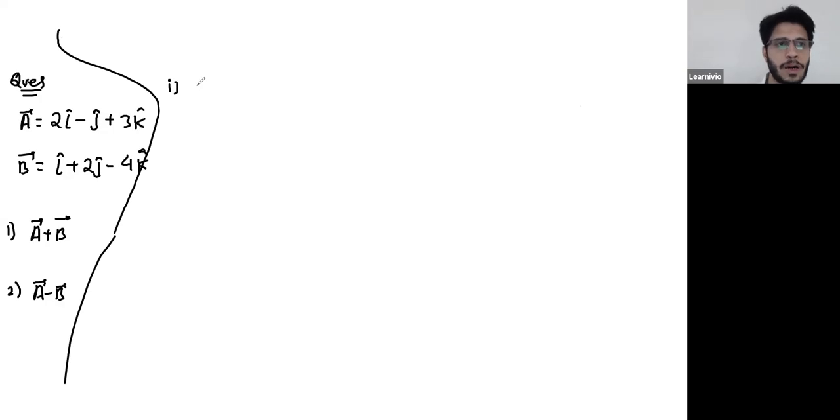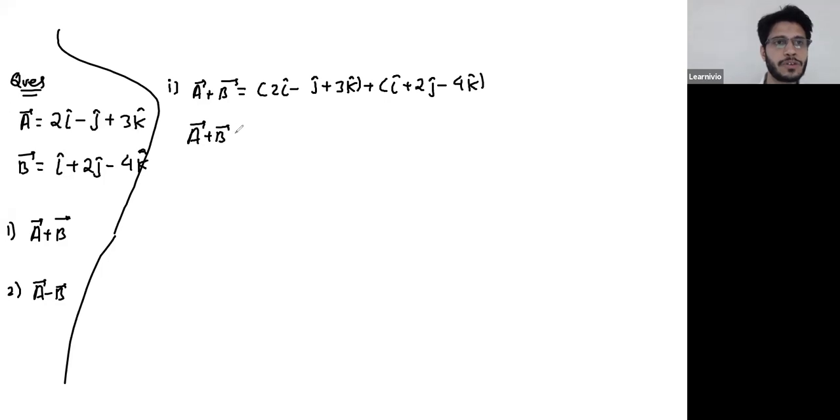So if I solve part 1, that's pretty straightforward. Vector a plus b: a is 2i cap minus j cap plus 3k cap, and vector b is i cap plus 2j cap minus 4k cap. If I add them, 2i cap plus i cap is 3i cap, minus j cap plus 2j cap is j cap, plus 3k cap minus 4k cap is minus k cap. That's vector a plus vector b.